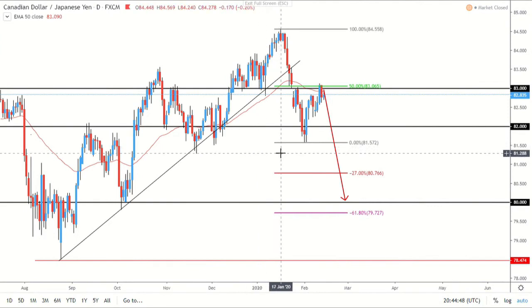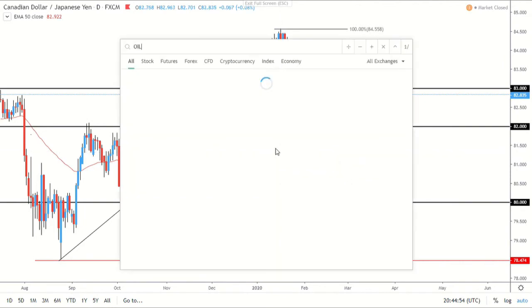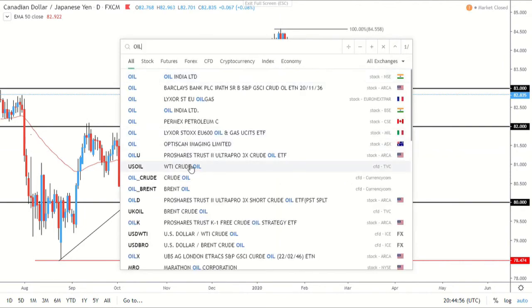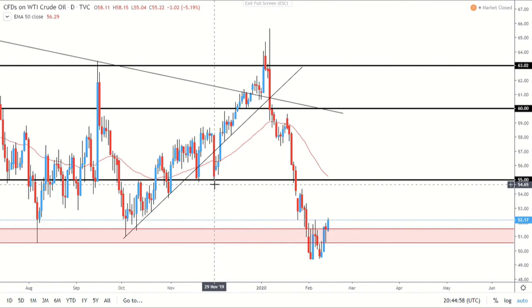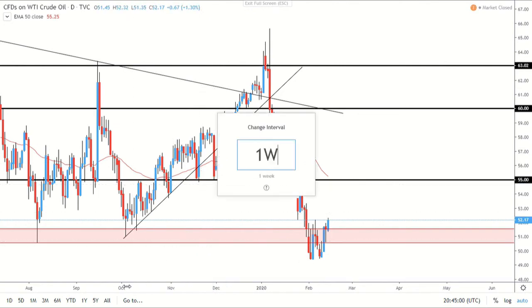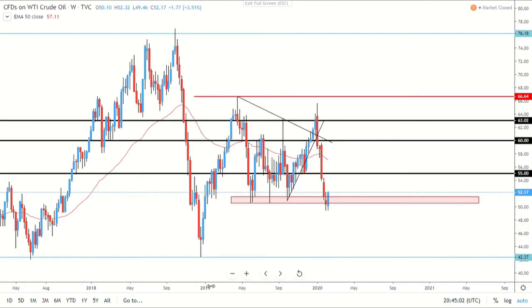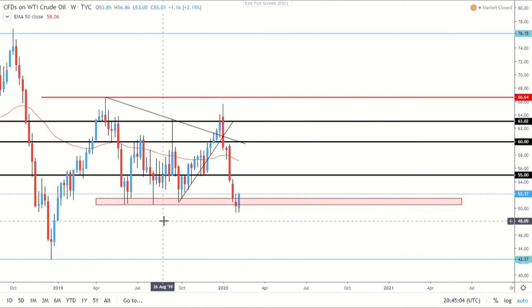Next, we've got the CAD, Canadian dollar versus Japanese yen. So what I'm going to do is switch over to oil first, and look at the oil chart, and we can see where we're heading with oil, because as we know, there's a significant correlation between oil and the Canadian dollar. This is because oil is the biggest export of Canada, and it's the reason for most of the foreign exchange that goes into Canada.